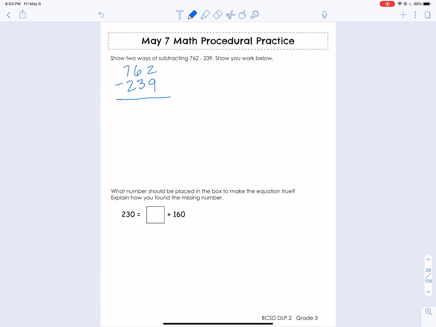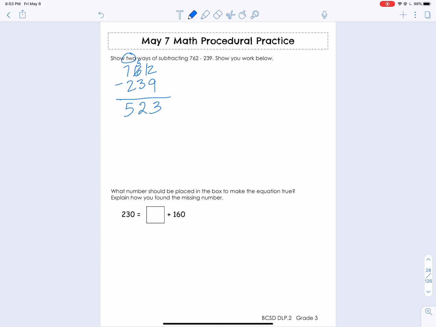There we go. Okay, so this is the standard algorithm or the standard practice, old school way of subtracting. I'm going to look in my ones column first, and I can't take away 9 from 2. I have to go next door. So I'm going to go to the tens place, and I'm going to regroup. That becomes a 5, and the ones become 12. So now I'm going to do 12 minus 9, which I can do. That's 3. 5 minus 3 I can do, that's 2. 7 minus 2 I can do, that's 5. Okay, so that's my answer, but it says show 2 ways of subtracting.